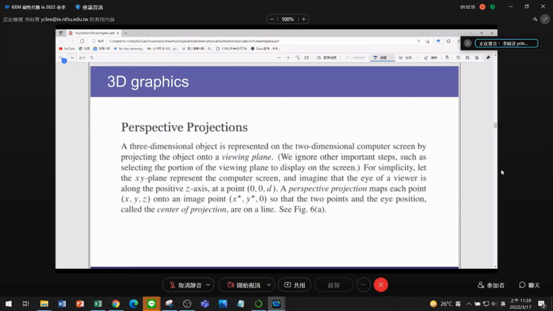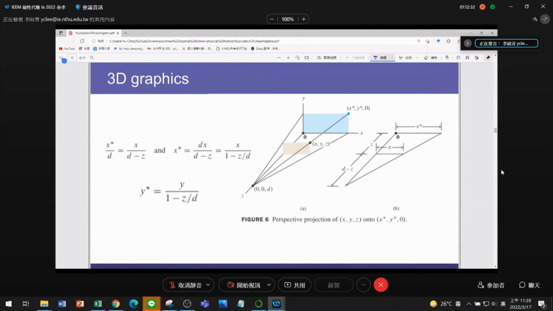A perspective projection maps each point (x, y, z) onto an image point (x*, y*, 0), so that the 2 points and the eye position, called the center of the projection, are on a line. So we are doing such a projection. We are projecting this point to (x*, y*, 0). So it's like the projector, and this is the large screen that can project the image. And then the center is right here. This is center (0, 0, d).